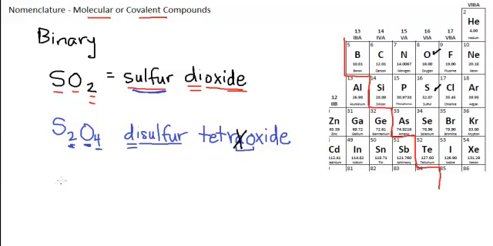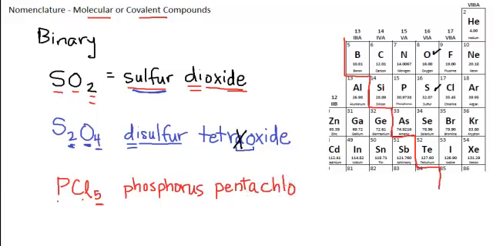Let's do another example, PCl5. This is phosphorus, this is chlorine. I begin naming this as phosphorus. Watch your spelling. And then I need a prefix for 5 for my chlorine, but I'm not going to say chlorine, I'm going to say chloride because that's the pattern, ide on the second guy. The prefix for 5 is penta, like the Pentagon in Virginia, and so this compound is phosphorus pentachloride.